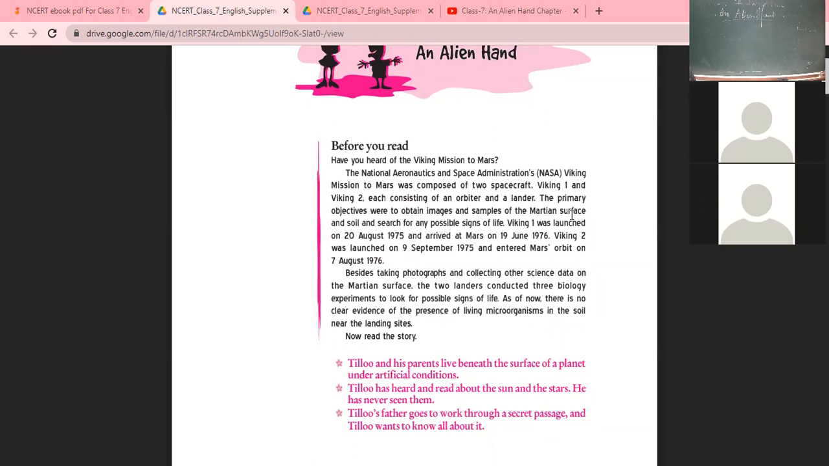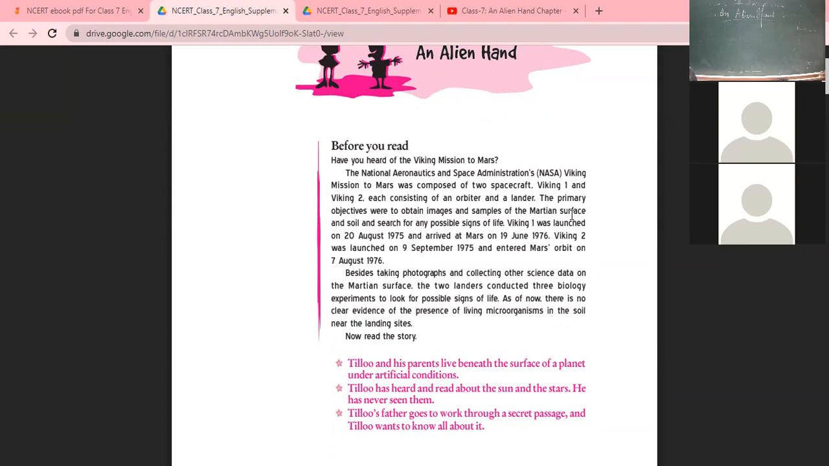to look for possible signs of life. As of now, there is no clear evidence of the presence of living microorganisms in the soil near the landing sites. So now, why have these two spacecraft been sent? They have been sent there to select some samples of soil and to do experiments with that soil in order to find out whether there is any possibility of life or not.